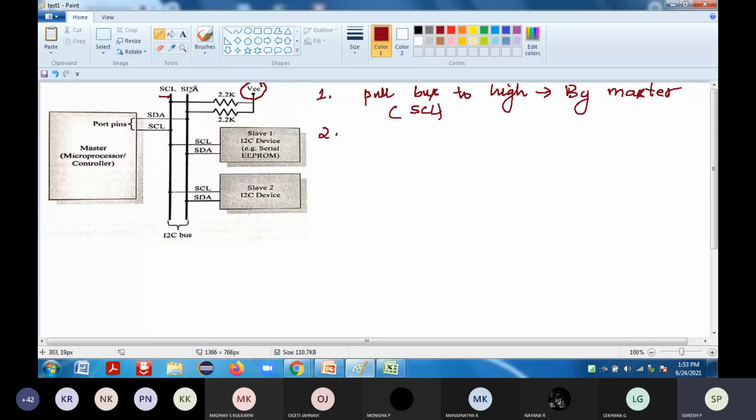Next, both your SCL and SDA cannot be high simultaneously. So the second step is to pull SDA to low. This will be the high pulse, and this will be the low pulse.